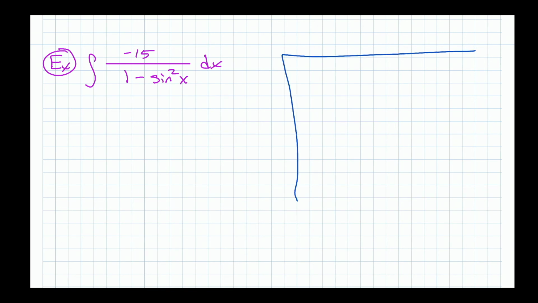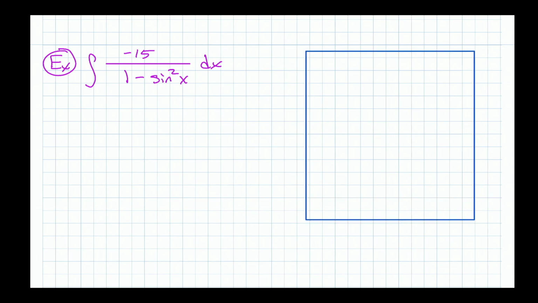Here's one. Negative 15 on top, 1 minus sine squared x dx. All right. Now, I don't know how much they're going to do this to you, but the idea here is that you have some trig identities that you know.